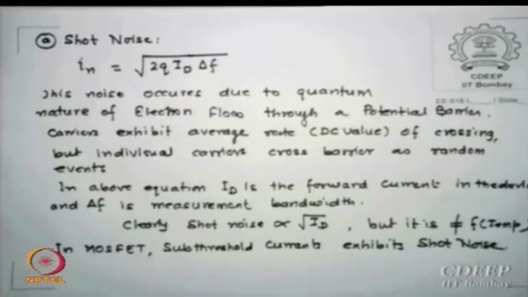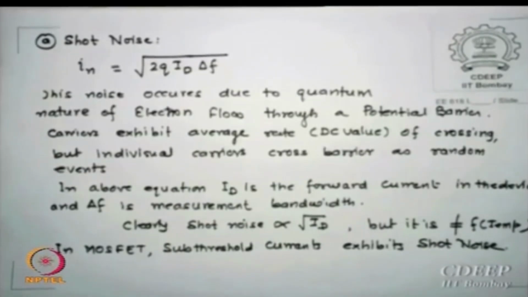The first among them is called shot noise. This noise occurs due to the quantum nature of electron flow through a potential barrier like a PN junction or a metal-semiconductor junction. The carriers actually exhibit an average rate, which means DC, of crossing the barrier, but individual carriers can have random motion. So on average there may be a number crossing the barrier, but the individual ones will have different probabilities of crossing.